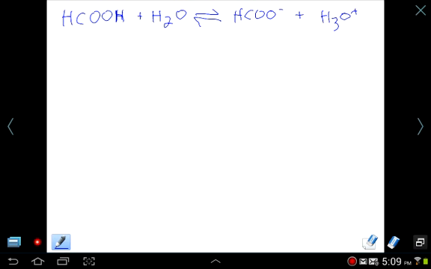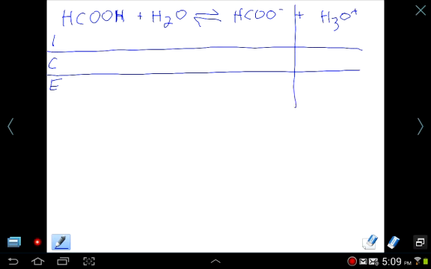And now we can set up the icebox as we've done before. What we're given in the problem is an initial concentration of our acid. In fact, the 0.10 is our initial concentration. We'll assume the products to be 0 always. We've done this in the previous chapter, and in this chapter we'll always assume these to be 0.